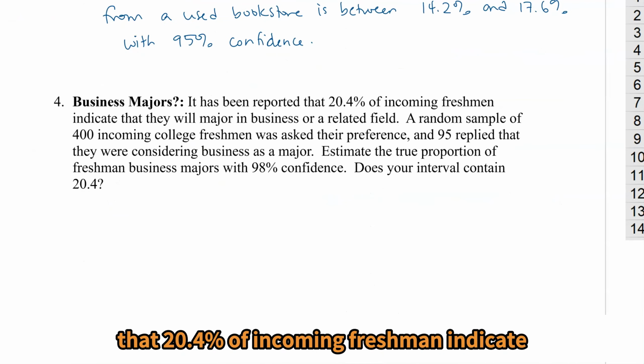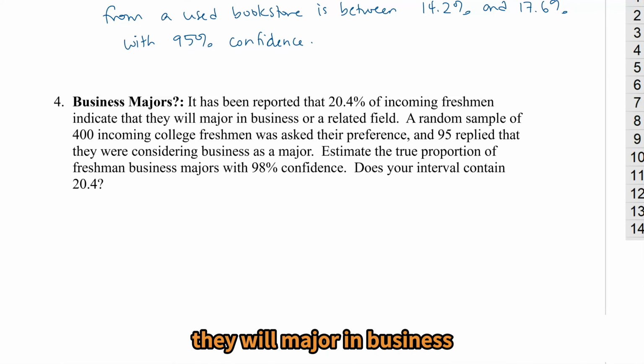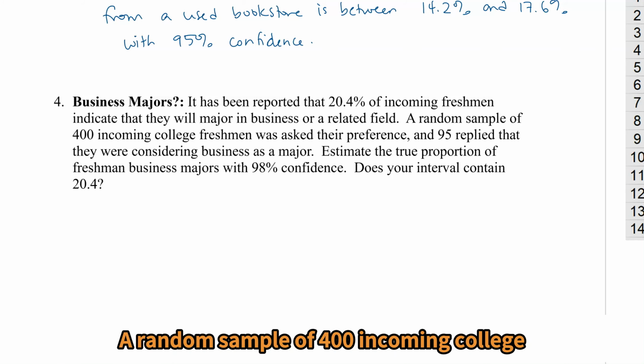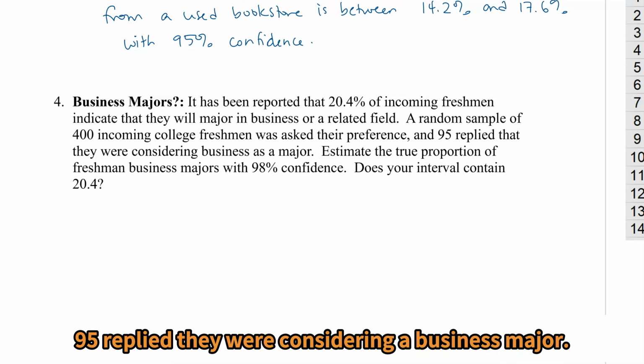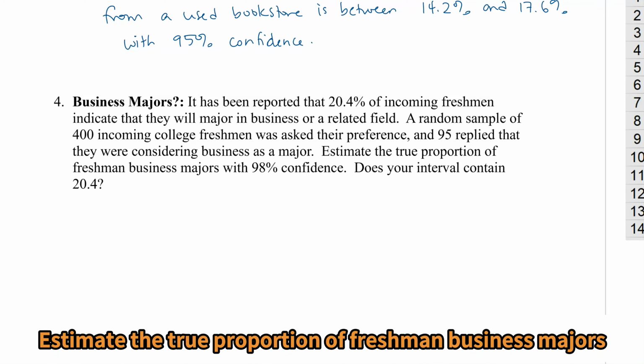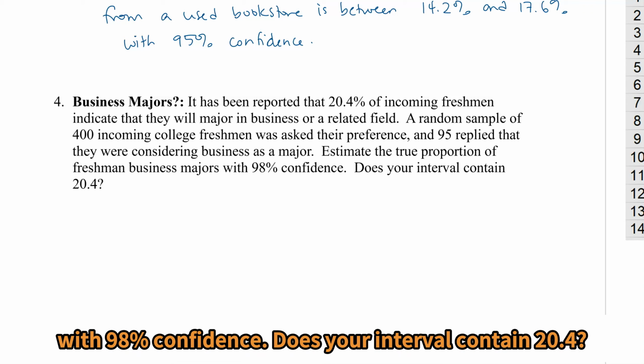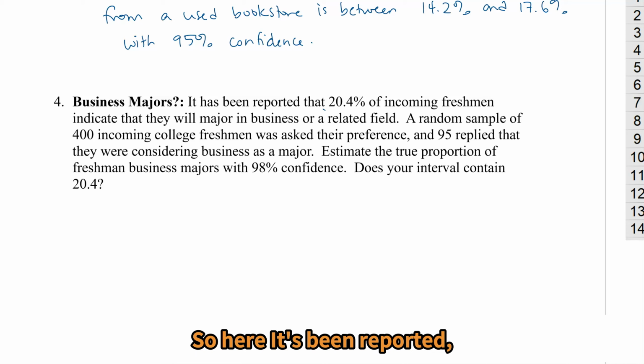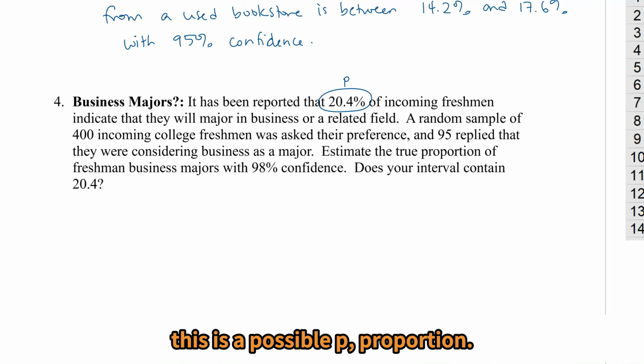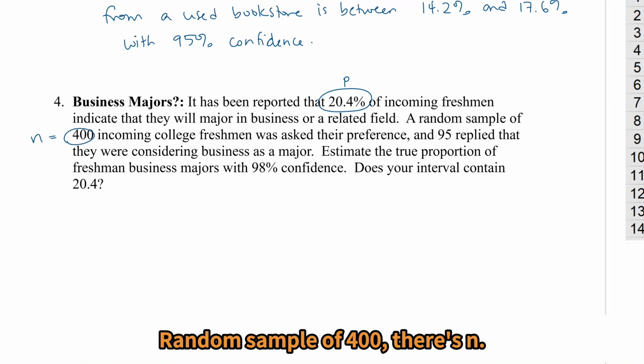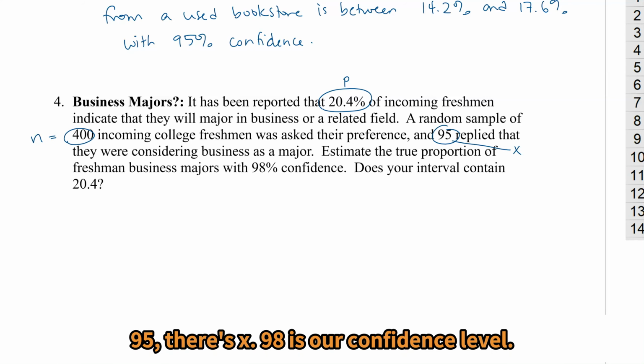It has been reported that 20.4% of incoming freshmen indicate they will major in business or related field. A random sample of 400 incoming college freshmen was asked their preference, and 95 replied they were considering business as a major. Estimate the true proportion of freshman business majors with 98% confidence. Does your interval contain 20.4? So here, it's been reported. This is a possible P proportion. Random sample of 400 is N, 95 is X, 98 is our confidence level.